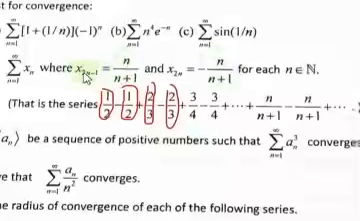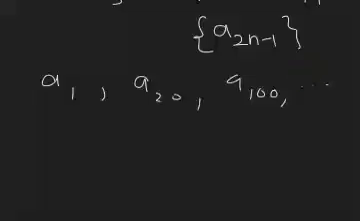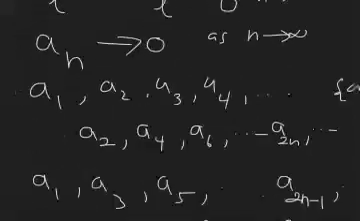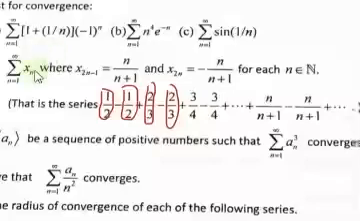Here, this is a subsequence of x sub n: n divided by n plus 1. So we know that if the series is convergent, then the limit of x sub n, or here a sub n, should be equal to 0 as n tends to infinity, right?